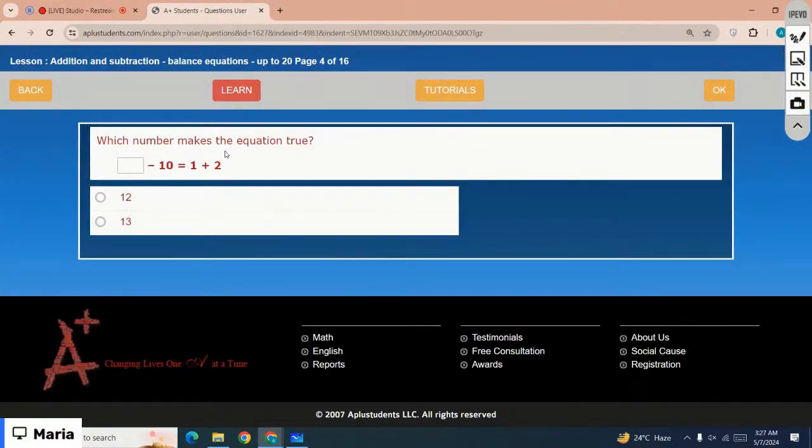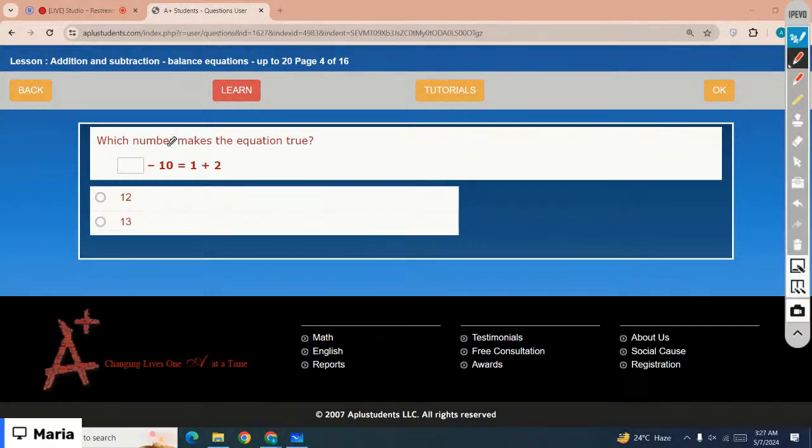Which number makes the equation true? The missing number minus 10 equals 1 plus 2. So here you have 1 plus 2. 1 plus 2 is 3, right? So which number when subtracted from 10 makes 13, which is the correct option?